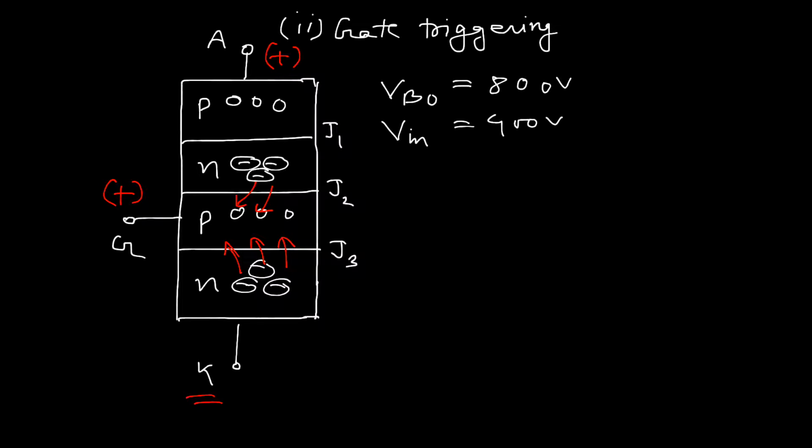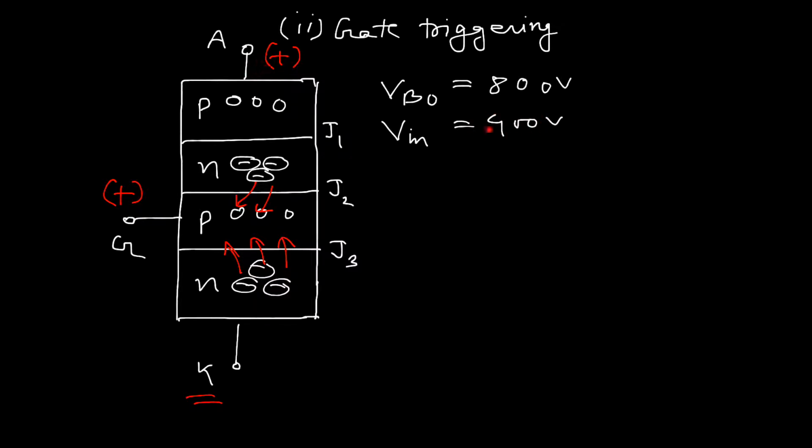Okay, suppose we again increase the gate current across the gate terminal, that means it can attract more electrons from the upper N and lower N regions. That means again the electron density increases to a higher value. Once that happens, the width of the depletion layer across the junction J2 will vanish. Okay. Under normal working condition, as we have applied 400 volt to the cathode.